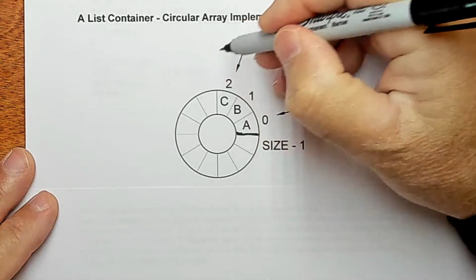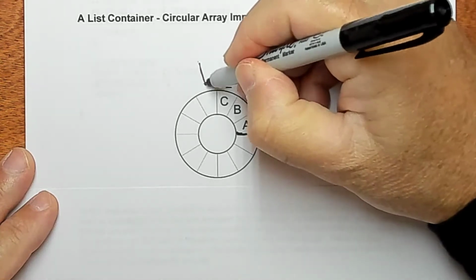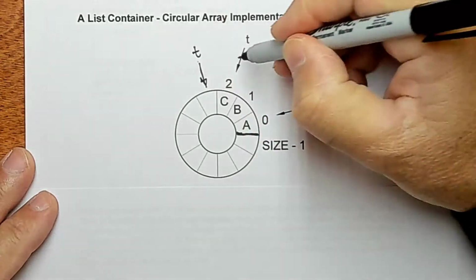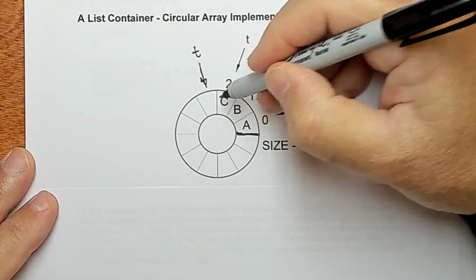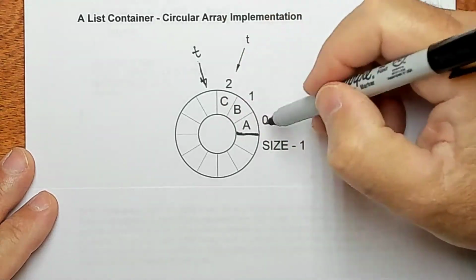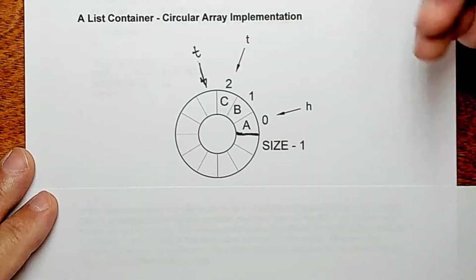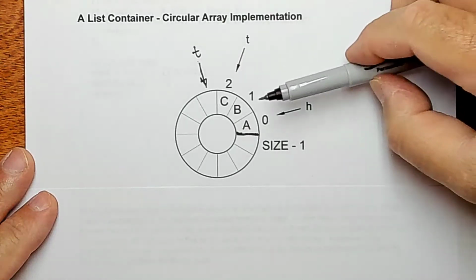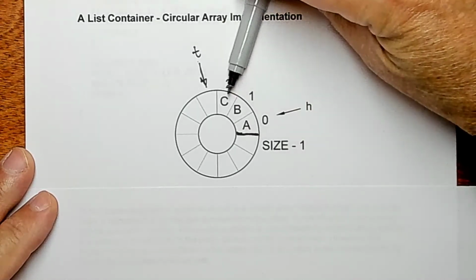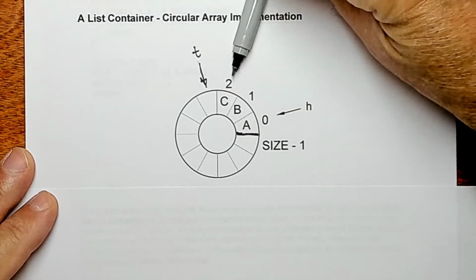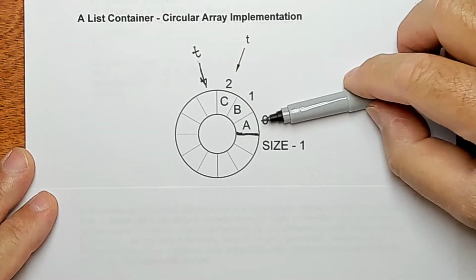So I guess really the tail would be ready for the next item here. And that's kind of an implementation detail, but broadly speaking, the tail points to where you're doing the appends, and the head points to where you're doing the removes.